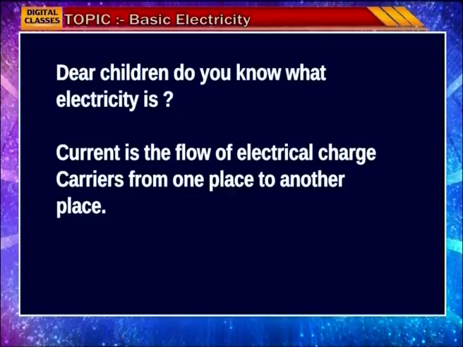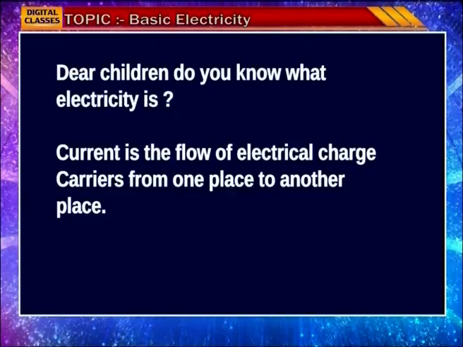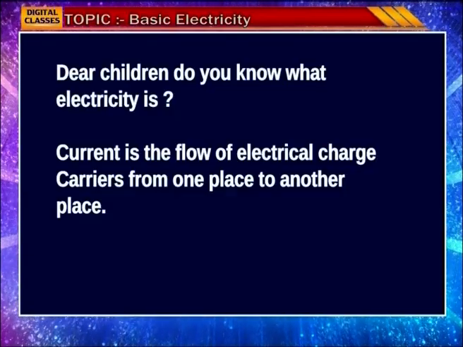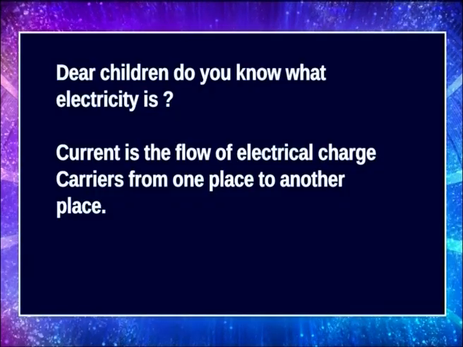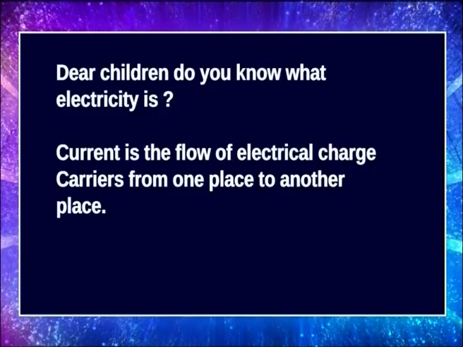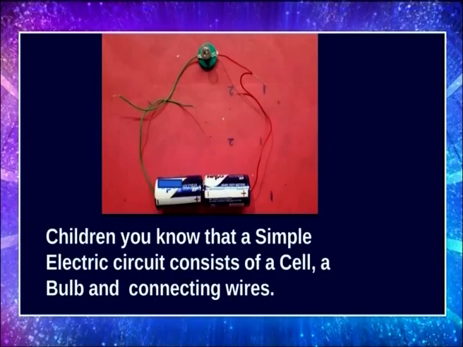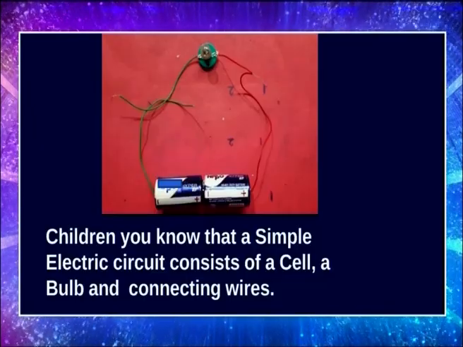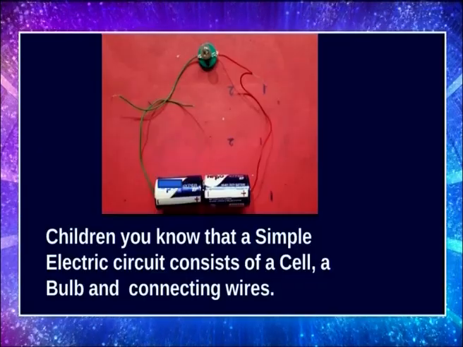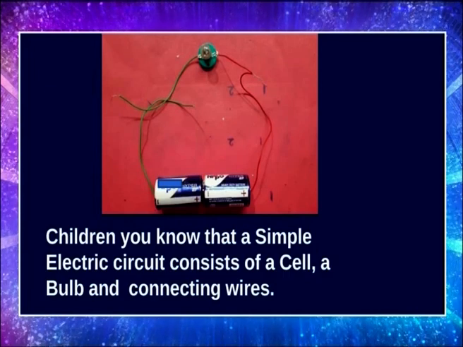Dear children, do you know what electricity is? Current is the flow of electrical charge carriers from one place to another. Children, you know that a simple electric circuit consists of a cell, a bulb, and connecting wires.